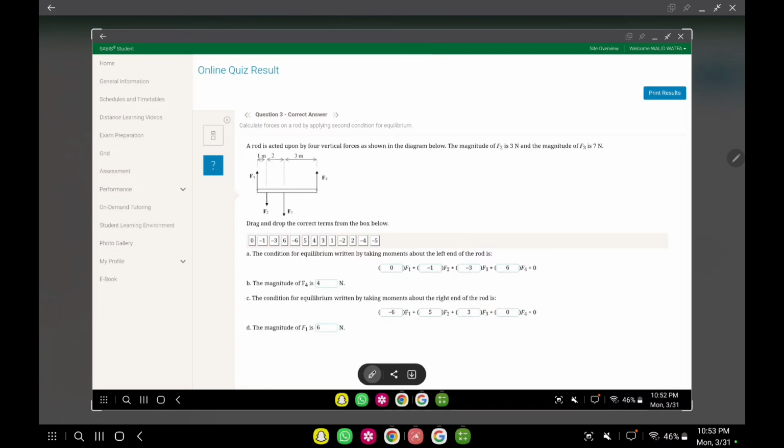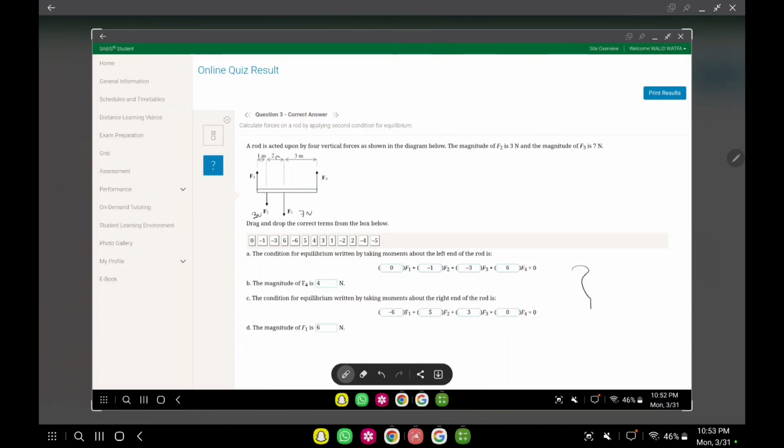The magnitude of F2 is 3 newtons and F3 is 7 newtons. The condition for equilibrium is written by taking moments about the left end of the rod. This is very easy. They give us all the distances, 2 meters, 3 meters. They told us F2 is 3 newtons, F3 is 7 newtons, and they want us to find F1 and F4.